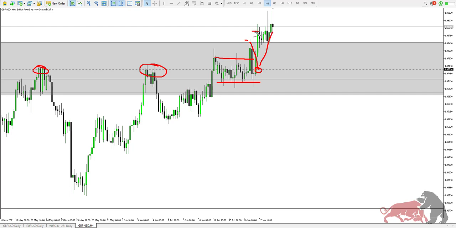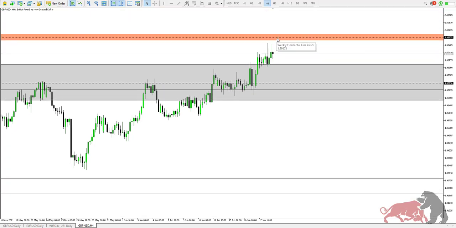The moment it closed above here, shorts were no longer valid on pound New Zealand dollar, because we have now cleared the buy side liquidity. That now paves way for price to move to the upside. Now where's the target? When price has broken this level, your target is up here, the proximal line of this weekly supply zone.